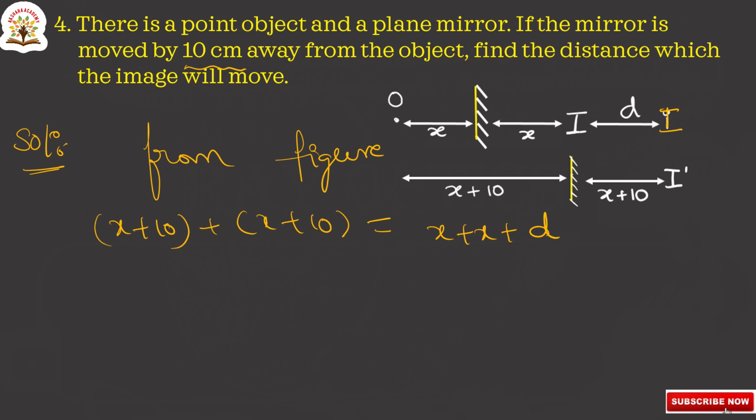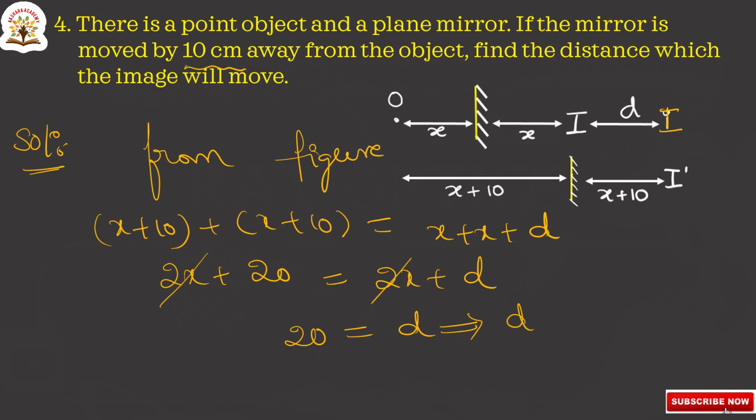Here x plus 10 becomes 2x plus 20 is equal to 2x plus d. So 2x plus 20 is equal to 2x plus d. Here 2x gets cancelled, and d is equal to 20 meters. So therefore 2x will cancel, 20 is equal to d, that implies d is equal to 20 centimeters.